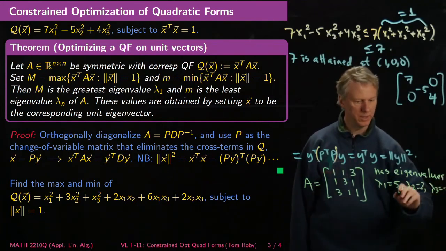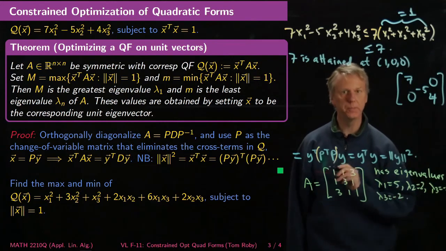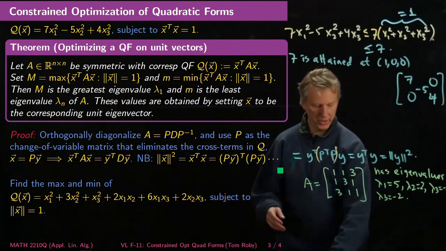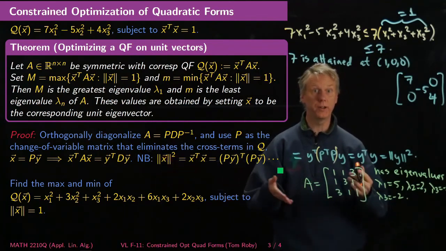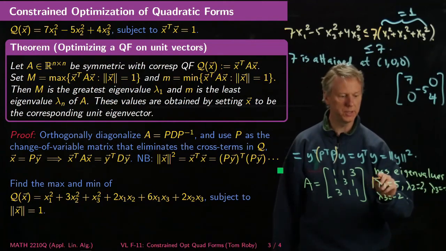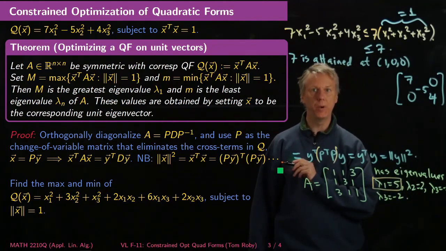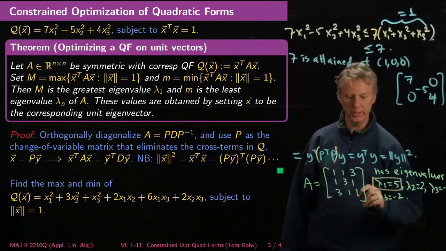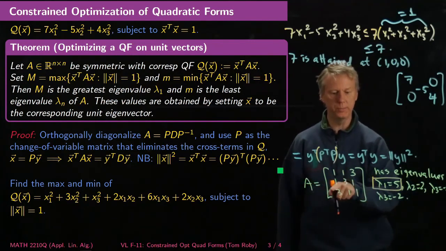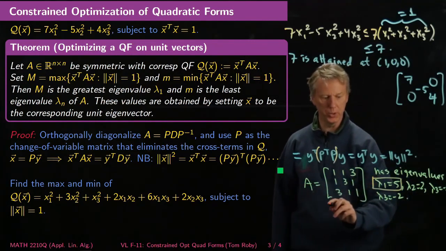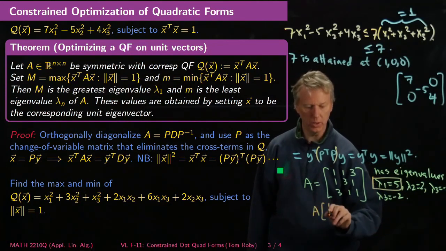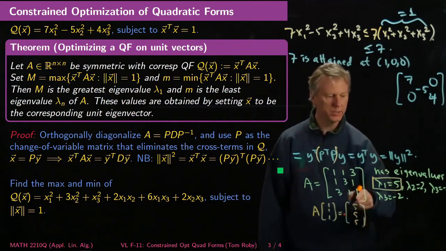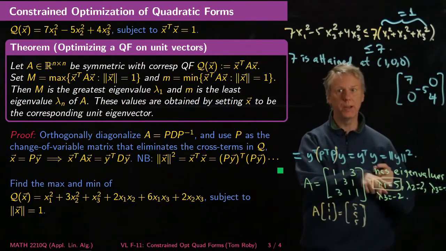I'll write that down here. Lambda 3 equals minus 2. So by the theorem, if I want to know the maximum value of this quadratic form, it's just the largest eigenvalue, this value 5. And if I want to know where it happens, it's at the eigenvector. The eigenvector corresponding to 5 is really easy to figure out because you notice that all of these row sums are the same, right? Whenever that happens, you multiply A times 1, 1, 1 and you get 5, 5, 5, which is 5 times 1, 1, 1. So clearly this is the eigenvector corresponding to 5.